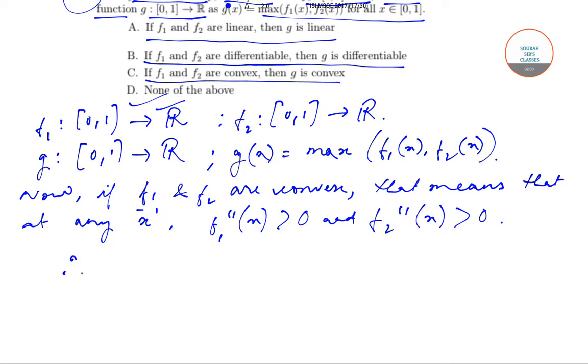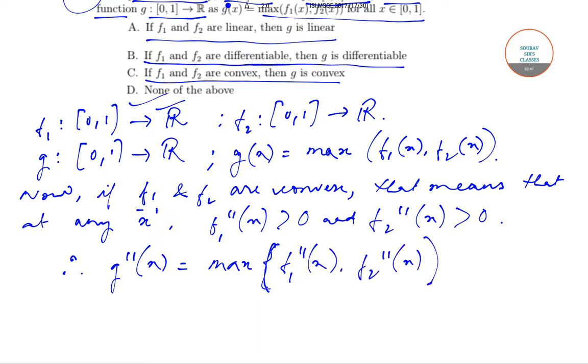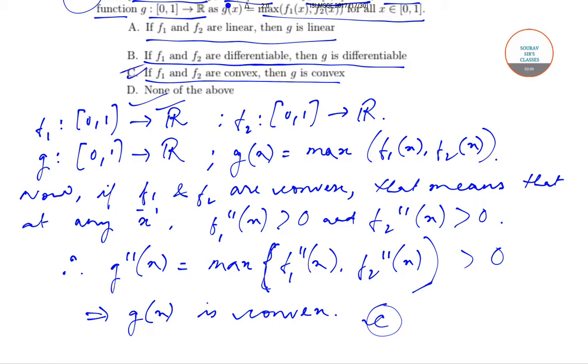So this implies that we can write g''(x) will be equal to max of f1''(x), f2''(x). This entire thing will be greater than 0, since f1''(x) and f2''(x) are both greater than 0, so g''(x) is also greater than 0. So this will imply that g(x) is convex, which is the option C. So the option C is the correct option over here.